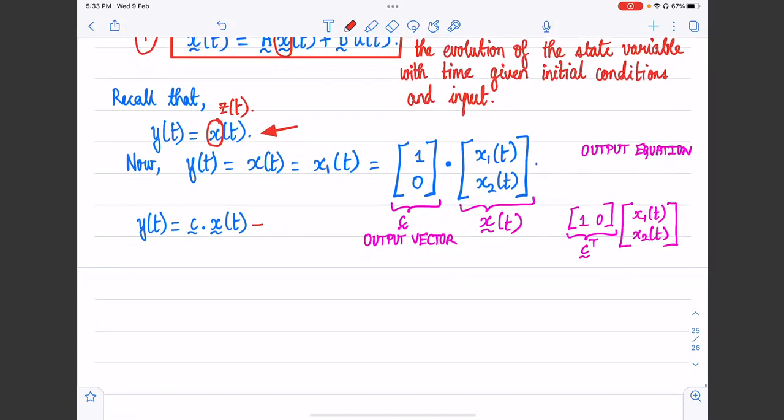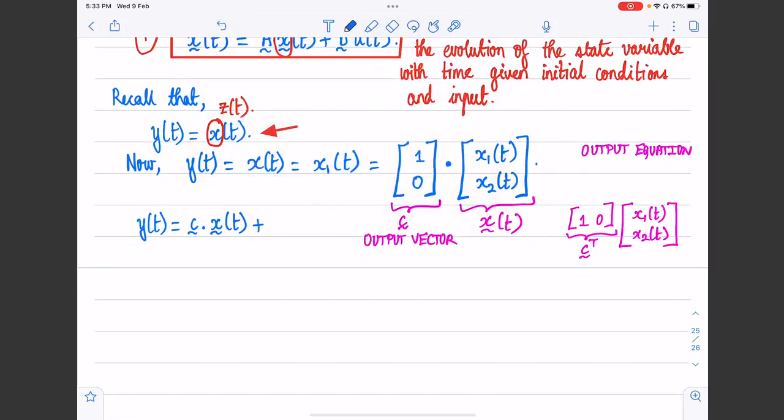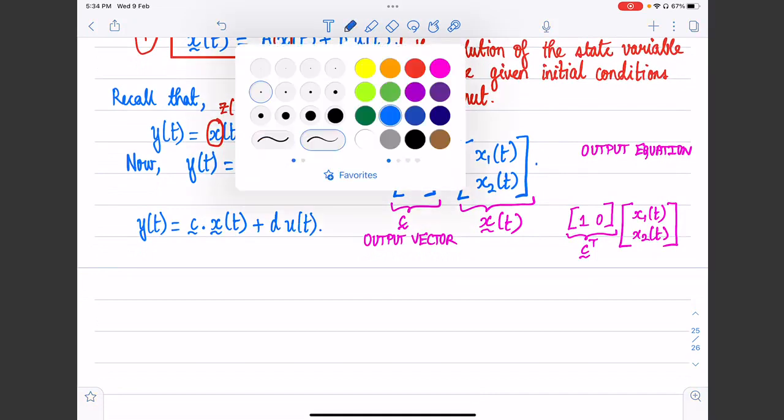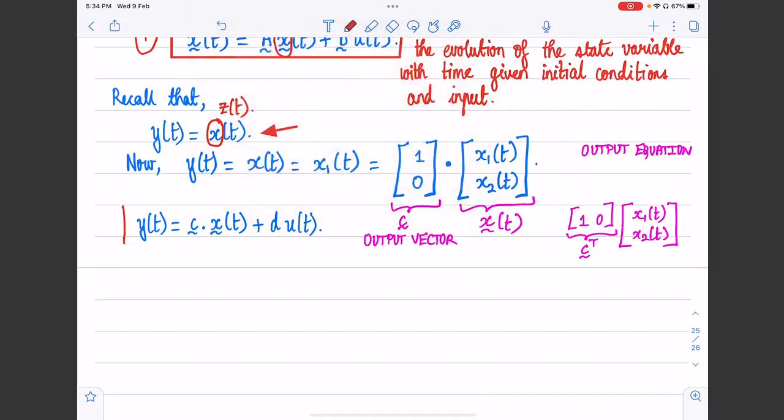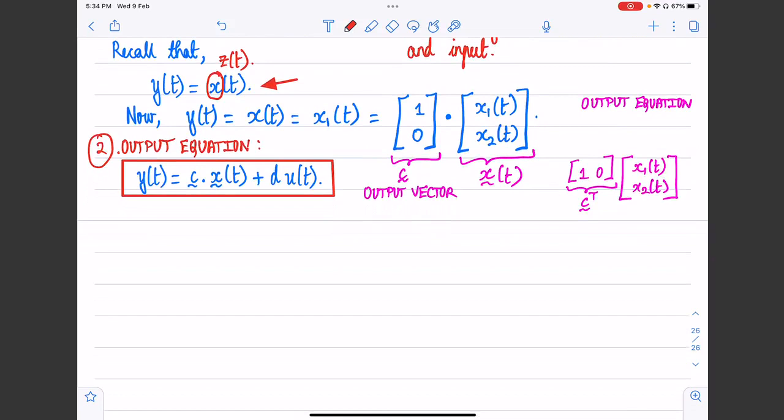In general, the output equation is written as y equals C x plus D u. So this is the output equation in general. I'll explain what this D u term is. The D u term is what is called a direct transmission term. When we put both equations together, we get the state space representation.